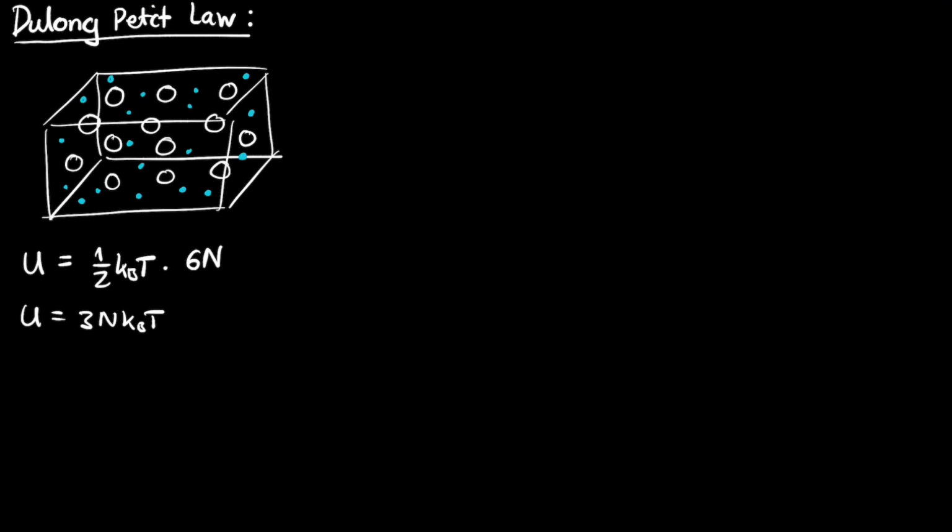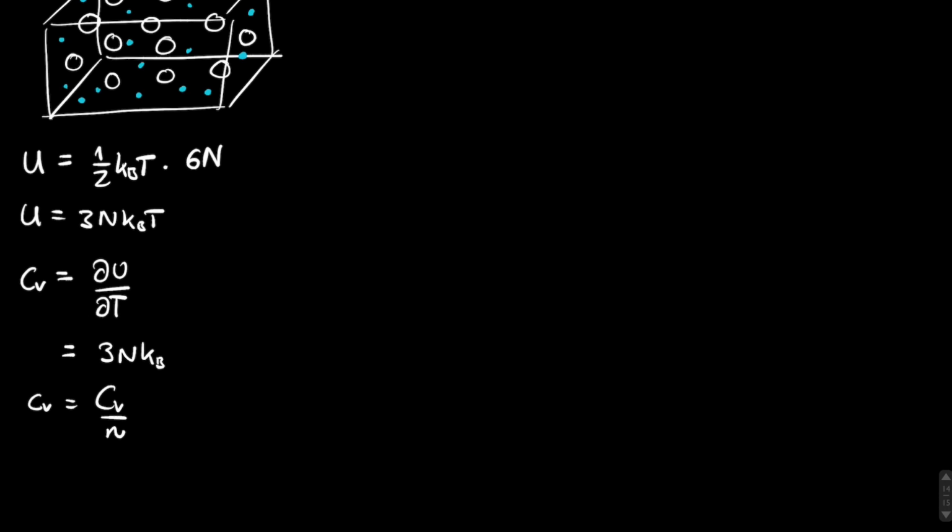And so what is the heat capacity? Well, this really couldn't be much more simple. You simply differentiate with respect to temperature. So CV is dU by dT, which is equal to 3nkB. And if you only consider the molar heat capacity, so little cV, remember we use little cV as the molar heat capacity, and that is big CV divided by n, the number of moles, that is equal to 3NkB divided by little n.